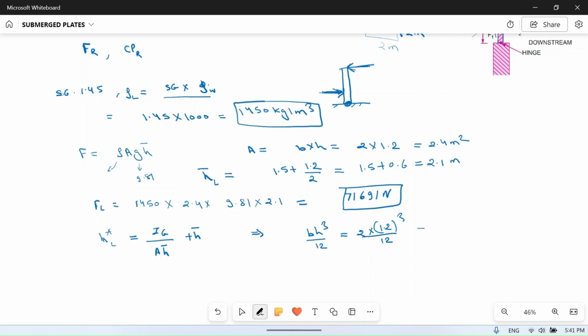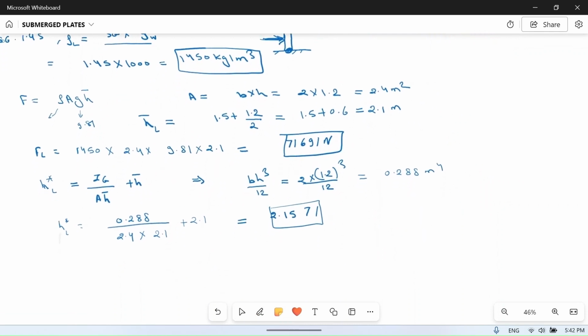So it will be equal to 0.288 meter to the power 4. So H star on left side will be equal to 0.288 divided by area we had calculated, 2.4, into H bar we had calculated, 2.1, plus 2.1. Okay, so if you calculate this, then you will get 2.1571. So this is the value.